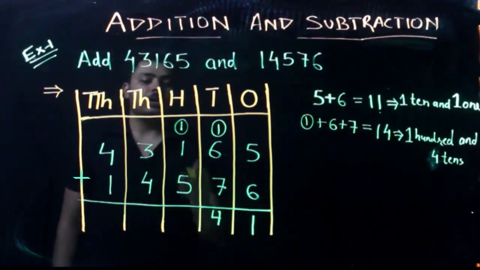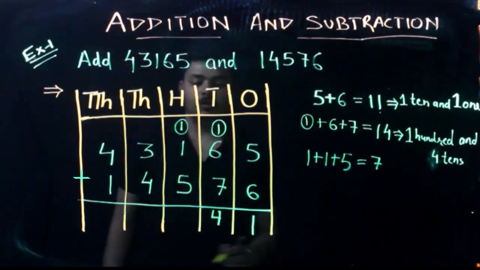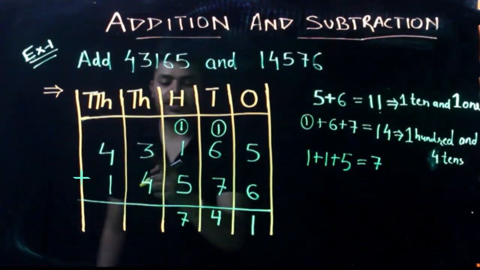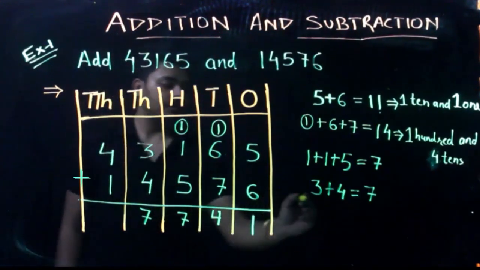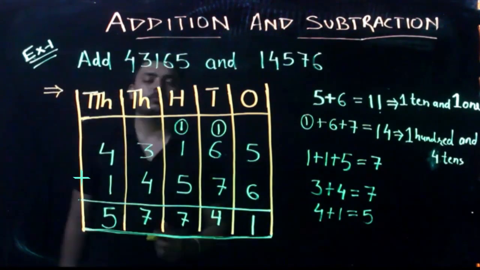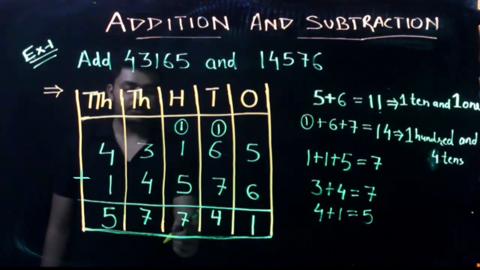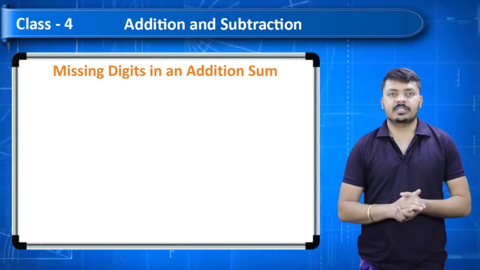So now adding all the 3 in the hundreds column, 1 plus 1 plus 5 equals 7. Now similarly, adding in the thousands column, 3 plus 4 equals 7, and 4 plus 1 equals 5. So when I add both these numbers, my answer is 57,741.